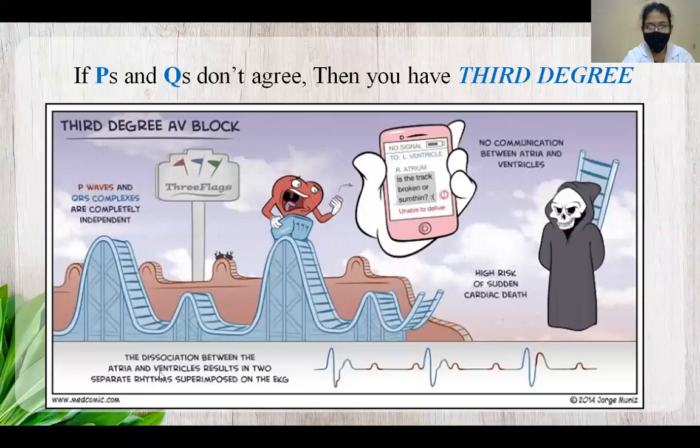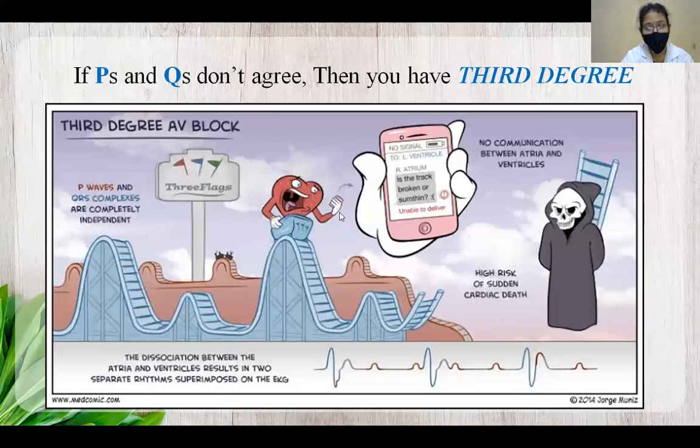So this is very, very dangerous because the dissociation is evident, which can increase the high risk of sudden cardiac death. See here. This is the QRS complex, this is the P wave again here. So he is not sure whether the impulse is going to be communicated ahead or not. So this is a third degree AV block. Means the P's and Q's don't agree with each other.